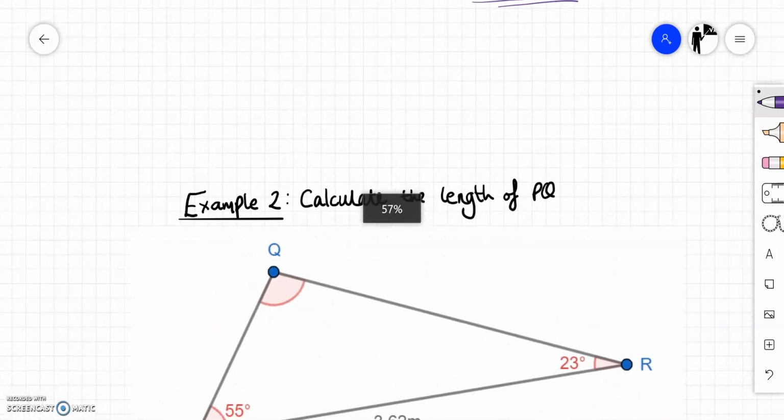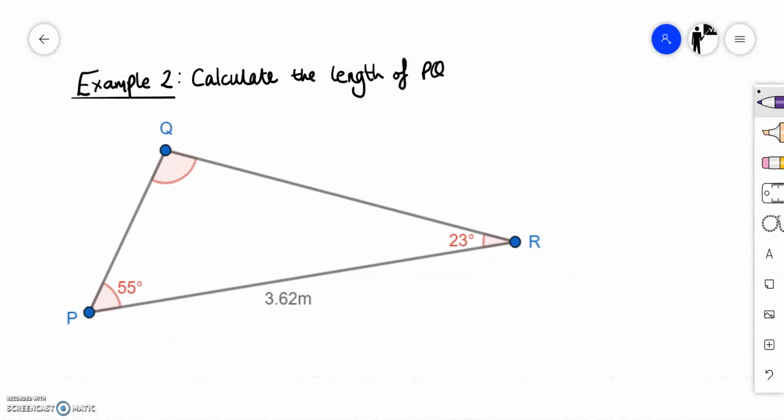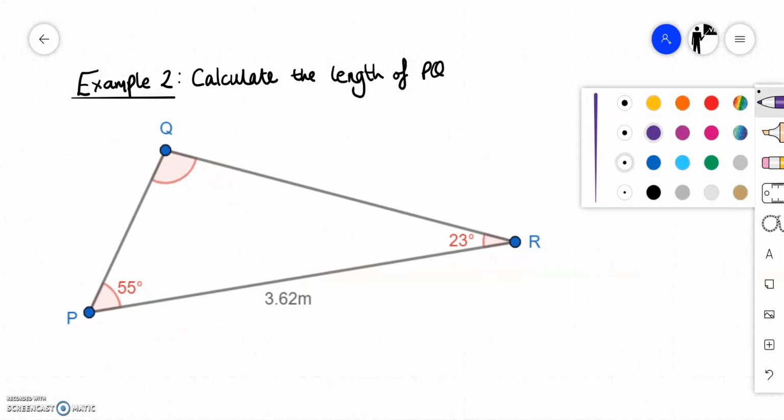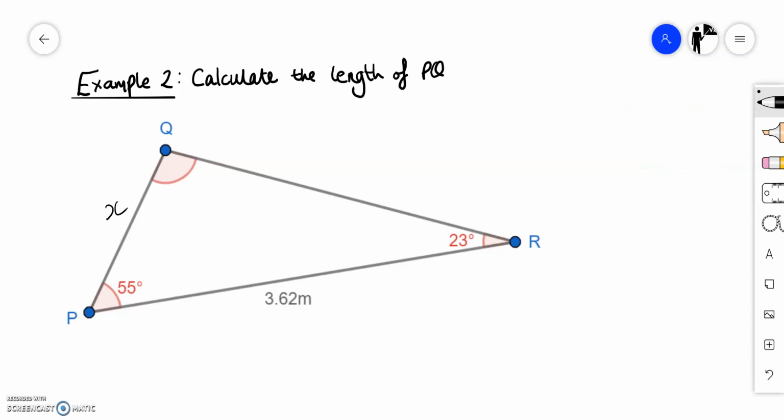Example 2, one more example. Calculate the length of PQ. Well, in this example, it's going to be that guy there. So let's label the opposite sides. The side opposite angle P will be lowercase p, the side opposite angle Q will be lowercase q, and the side opposite angle R will be lowercase r.